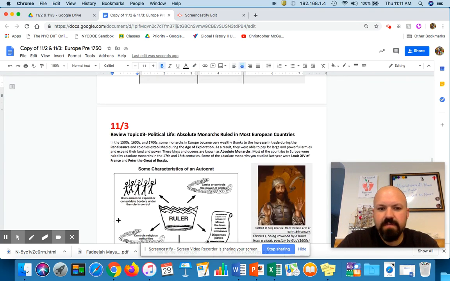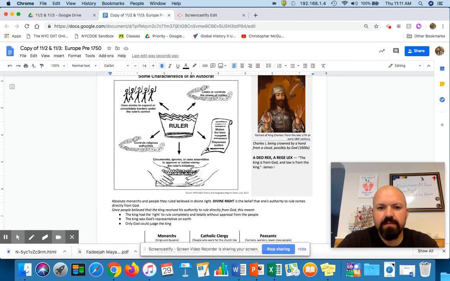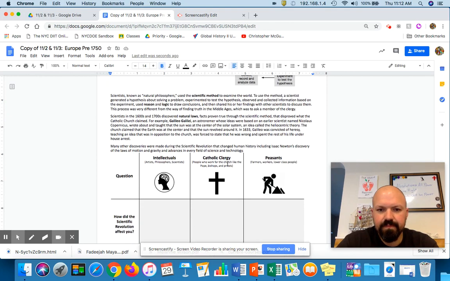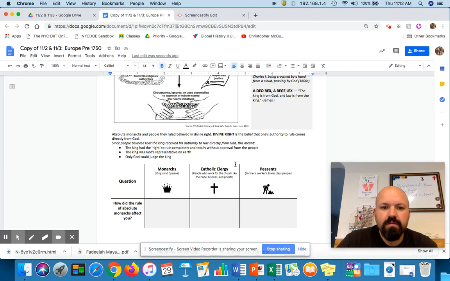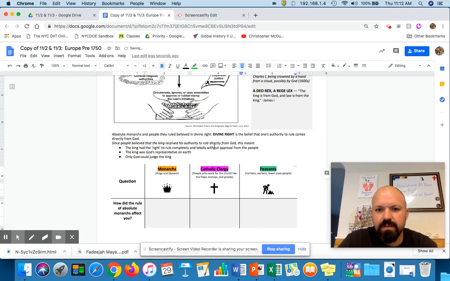Okay, do the same thing here for Tuesday, 11-3. You have review topic 3, political life, absolute monarchy. Topic 4, scientific revolution. Try to keep the colors the same if you can. Right, we had monarchs were orange, clergy I did as pink, peasants I did as green.